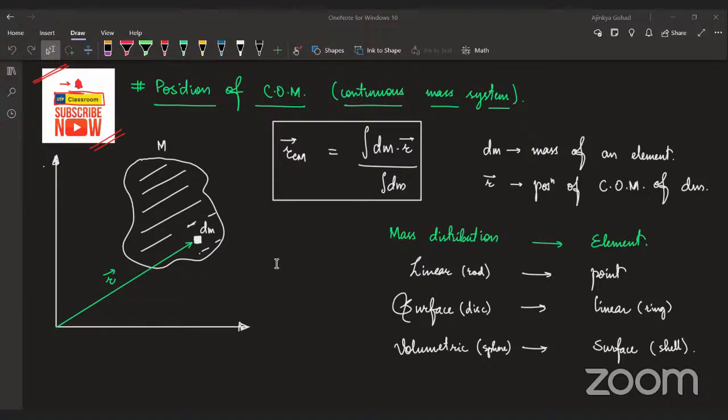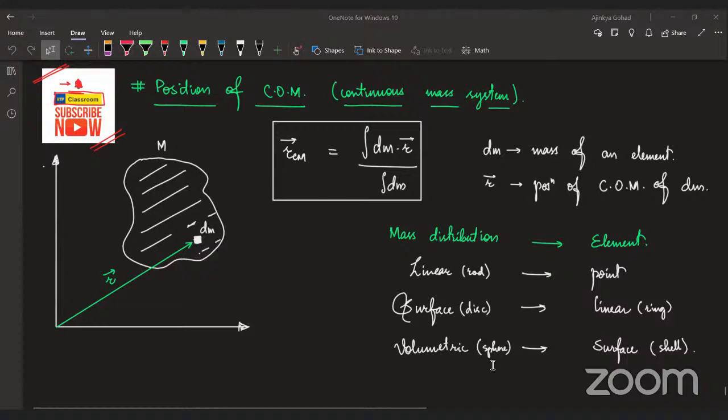Yeah. So the idea was to break down this continuous mass system into smaller elements, right? Into smaller elements like a rod or a linear mass distribution, right? A linear mass distribution like a rod can be broken down into smaller elements like point masses. Similarly, a surface mass distribution like a disk can be broken down into smaller linear elements.